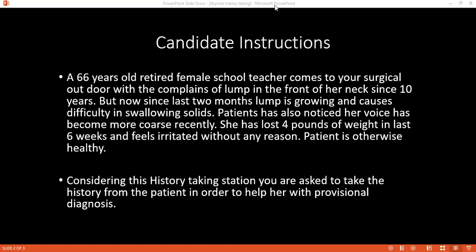No, doctor. Okay. Are any members in your family suffering from similar complaints? No, doctor. Can I ask what your occupation is? I am a retired school teacher, doctor. Okay. Who do you live with? I live alone. Sorry for asking, do you smoke or drink alcohol? No, doctor. I don't take alcohol. I don't smoke.